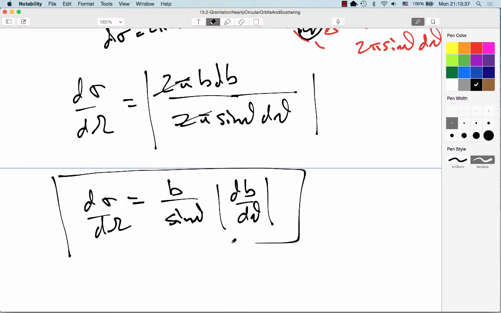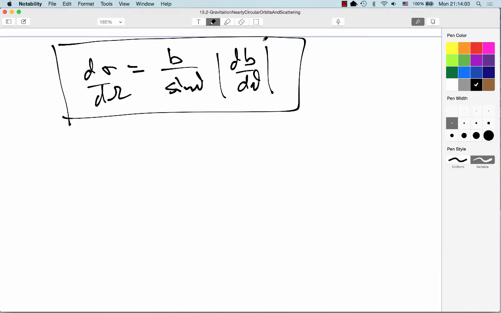d sigma d omega, that's what you're going to measure in an experiment. And the db d theta, though, that's something that the theoretician can compute. They go ahead and do their model of things, and they see how theta and b depend on each other, and then they take the derivative. And the b over sine theta bit, that's just going to be what ties the two together. So now let's look at the example of Rutherford scattering.